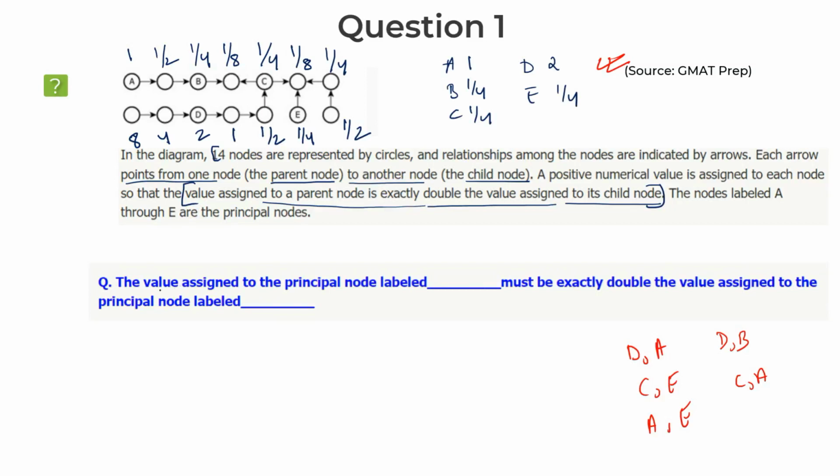The question tells me the value assigned to the principal node labeled dash must be exactly double the value assigned to principal node dash. So I need to look at the principal nodes and find out which one of them is the double of the other. It's very obviously visible that A is 1 and D is 2, and this is the only pair that is double of each other. So the value assigned to D must be exactly double the value assigned to A, and D comma A is going to be the right answer.